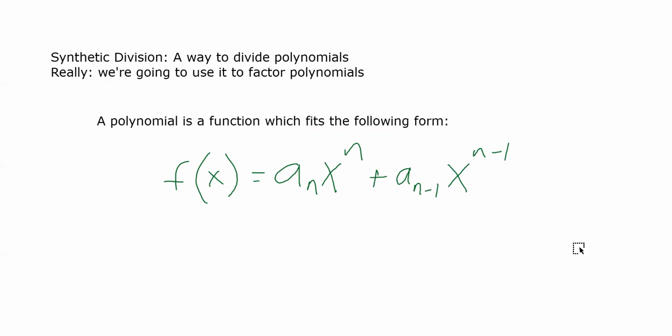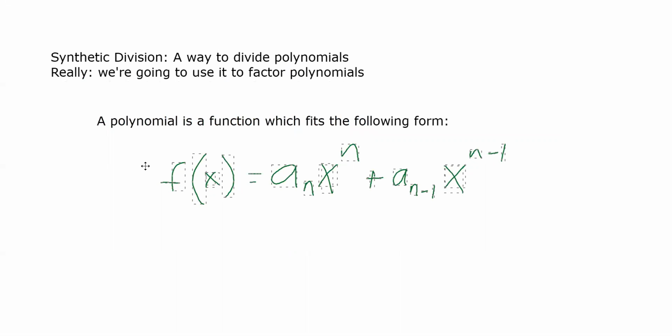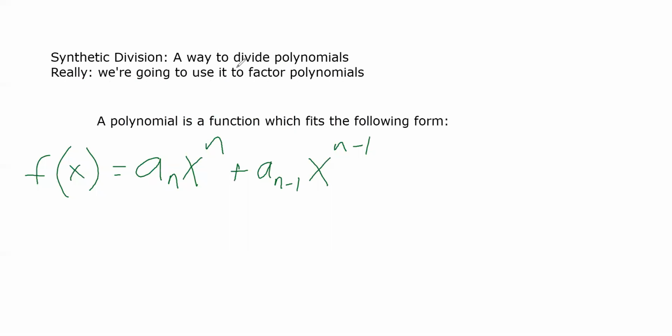I need a little more room than that, so let me shift everything over. A sub n at the end. So this is the basic form of a polynomial. And all it's saying is that x is your variable, and it's just some combination of this. These a things are the coefficients of your different variables.